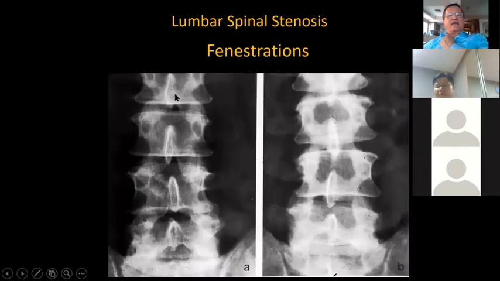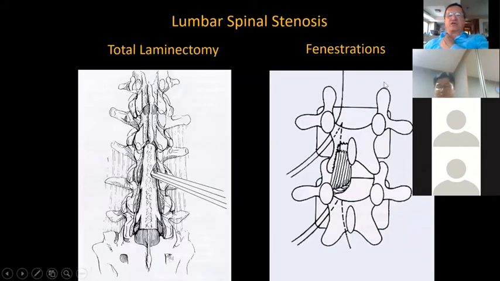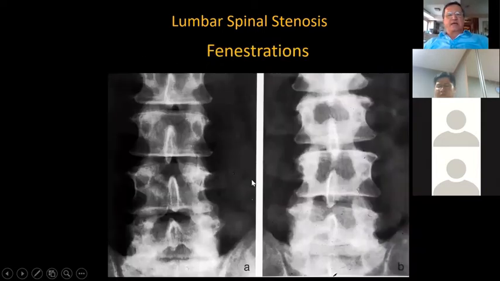Then we started doing fenestrations on both sides of the spinous processes. So then we were trying to preserve the spinous process and interspinous ligaments. This is a case of AP view that the fenestrations on both sides have been nicely done.